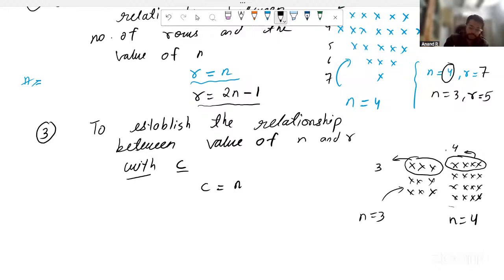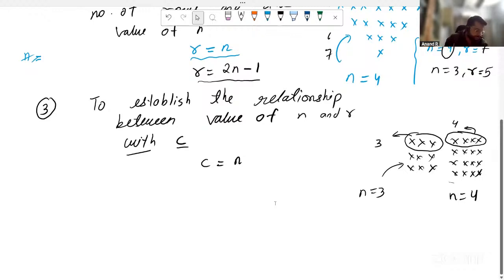Priyabrata, did I answer your question? If yes, you can respond in the chat. Cool. Definitely. So Ankita, the inference over here is we will just not focus on C when you're trying to establish a relationship with column.